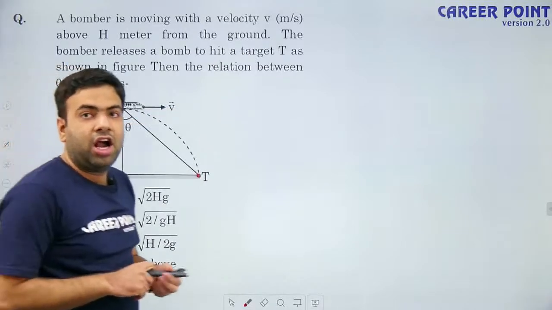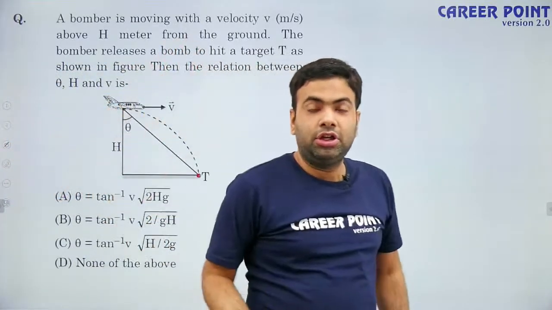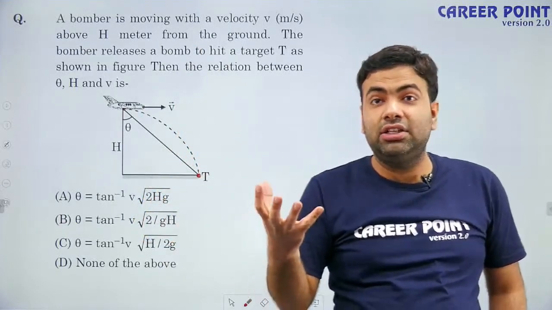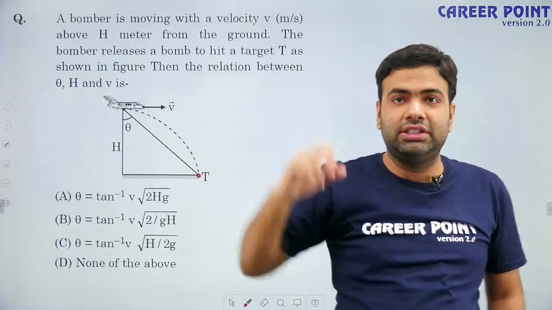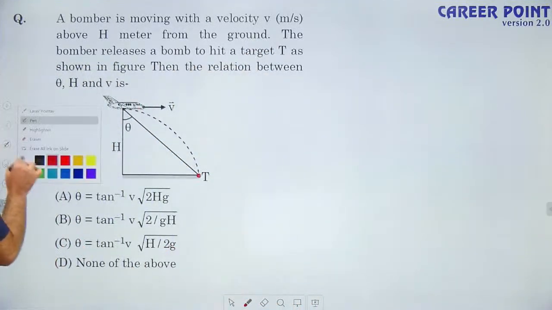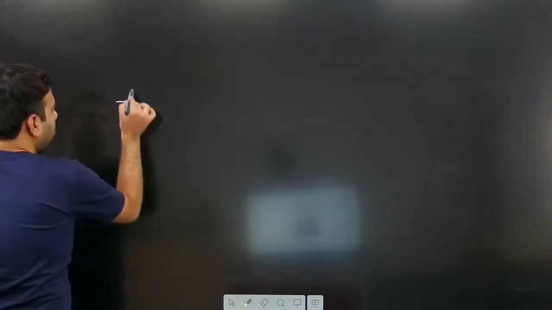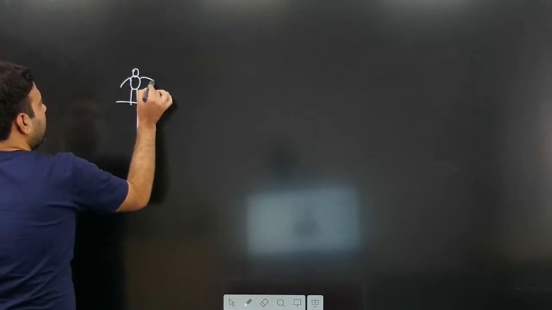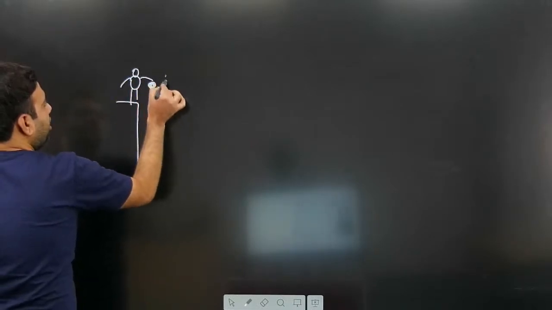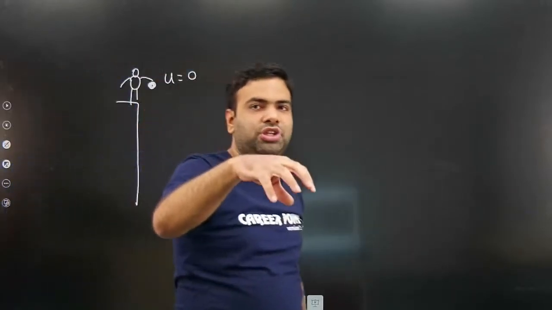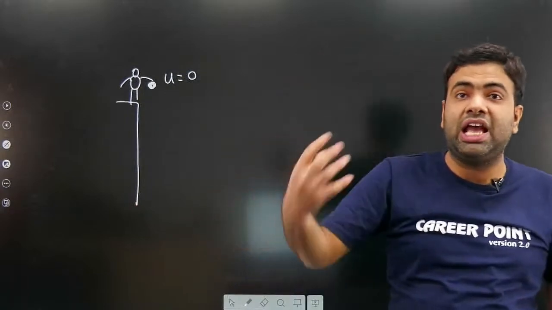Because when a body is released, the body gains the same velocity as that of the person who is releasing it. So, if I release a ball, suppose I am standing at a height h from the ground, and if I release the ball, what will happen? Initial velocity of ball will be 0, because if I am releasing any object, the object will get the same velocity as that of me.